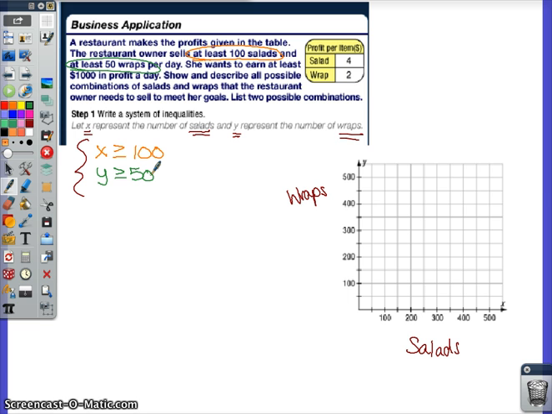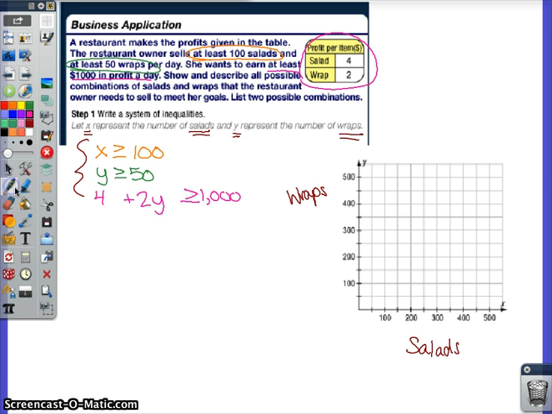Now, normally we've been working with just 2 equations, but we're going to have a third one here. She wants to earn $1,000, at least $1,000 in profit each day. Okay, so remember that at least, we already know that's going to be greater than or equal to, and she wants to earn $1,000. Okay, what does she make a profit on? She makes a profit $4 per salad and $2 per wrap. That's where this comes into play. So our inequality to represent that situation would be that 4x plus 2y should be greater than or equal to 1,000.